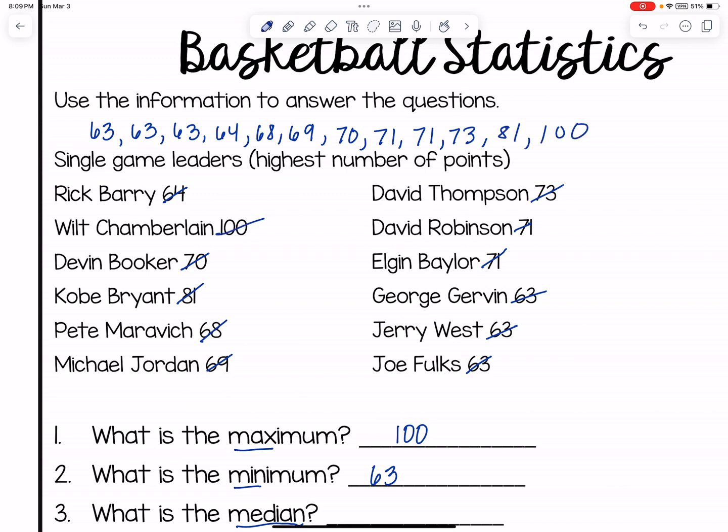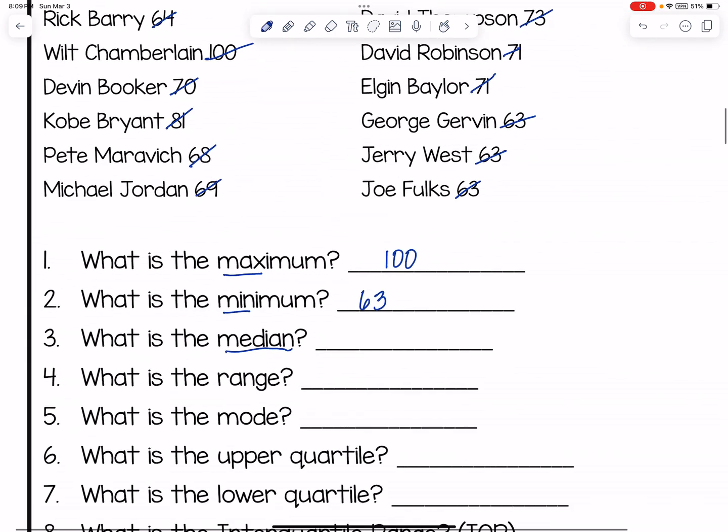Okay. All right. In order to find the middle, remember this is where we cross things off. We go one small, one high, one small, one high, one small, one high, one small, one high, one small, one high, one small, one high. These are our center ones. Okay. And so we take the average of those, which is going to be 69 and a half.